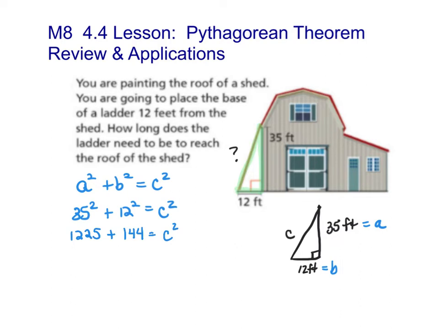Now we are going to add the two numbers on the left together, and that gives us 1,369 is equal to c squared. To find c, we take the square root of both sides. So c is equal to what? C is equal to the square root of 1,369, which is 37, and then we label it 37 feet. Remember, the hypotenuse should always be the longest side, and 37 is bigger than 35 or 12.